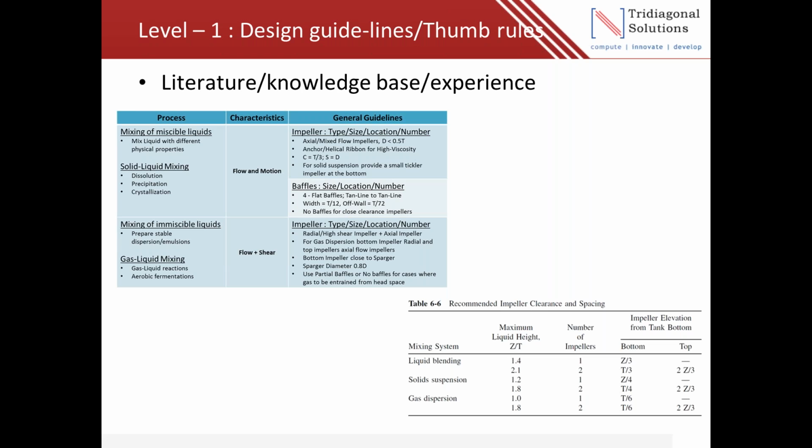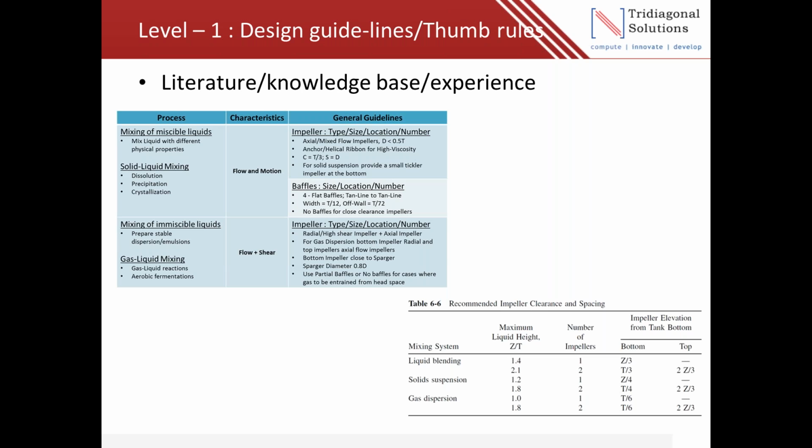Similarly, there are thumb rules available which we can use to decide what number of baffles to be used. Then for immiscible liquids, where we are dispersing one liquid into another, liquid-liquid dispersion, as well as gas-liquid mixing, we need flow plus we need shear. Shear we need because we want to disintegrate the second liquid, or the gas to be dispersed, into finer droplets or bubbles, and for that we need high shear impellers.